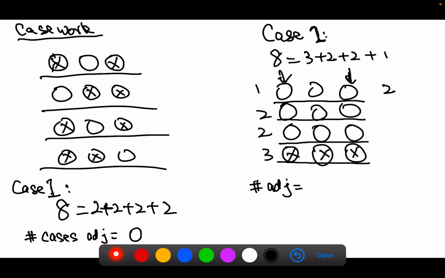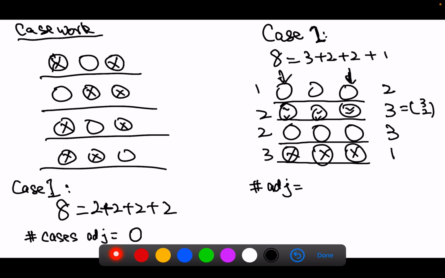Now, for this row with two people, how many ways can I put two people in a row of 3 seats? There are 3 ways. Either here and here, or here and here, or here and here. This is actually equal to 3 choose 2 if you're familiar with combination. I have 3 seats, I need to pick 2. Same thing for the next row, 3 cases. Last row, there's no choice. Every seat is taken, so just 1. Okay.